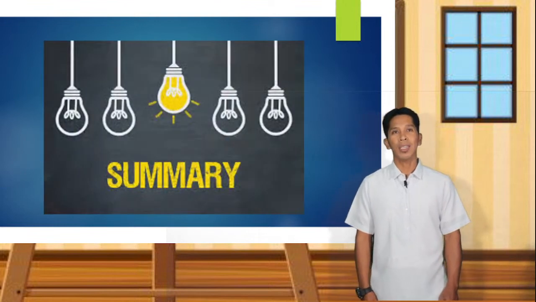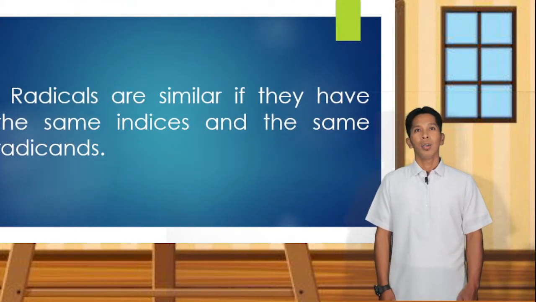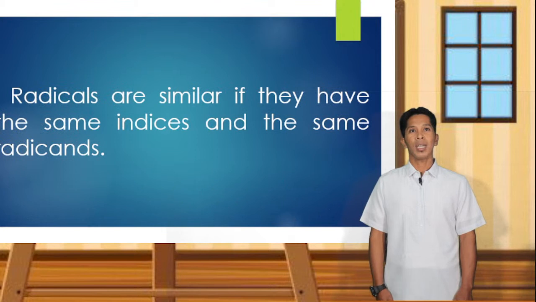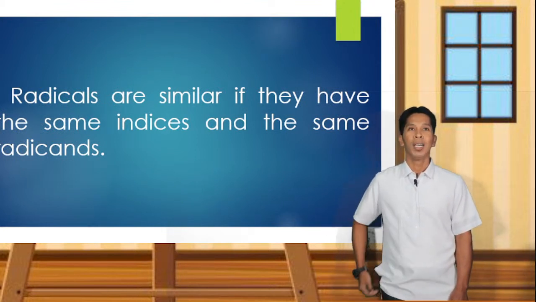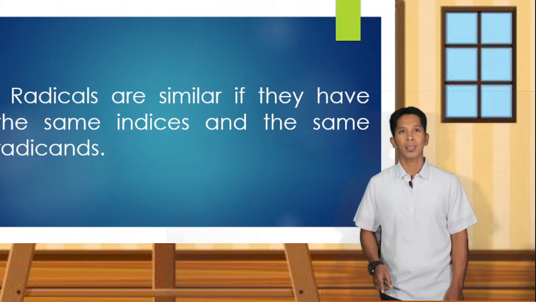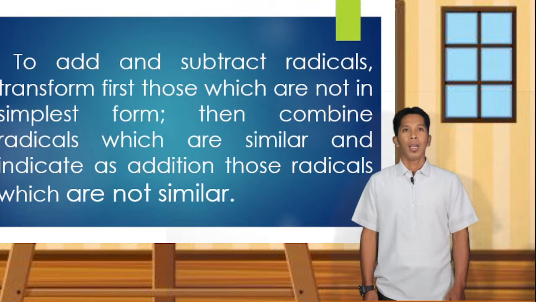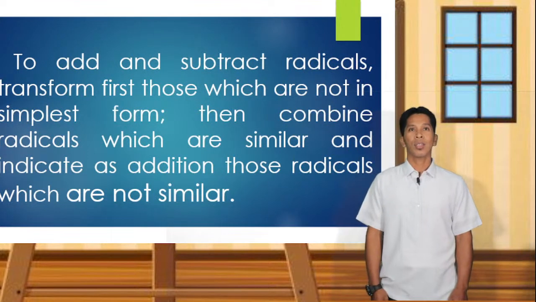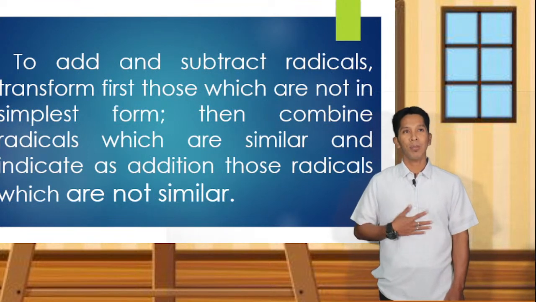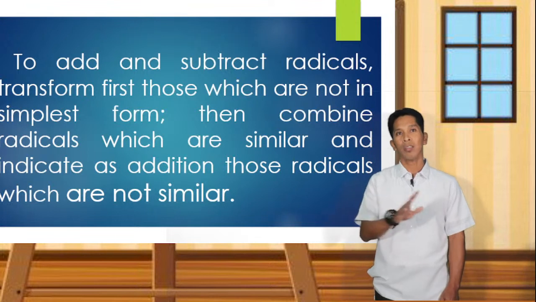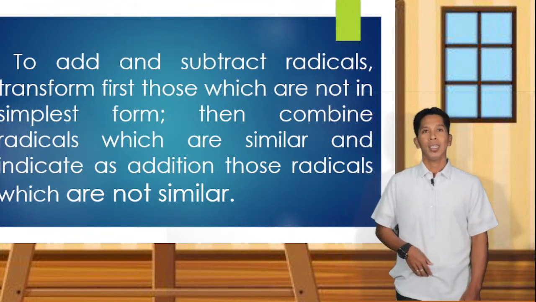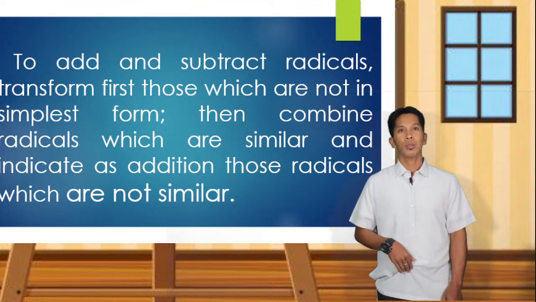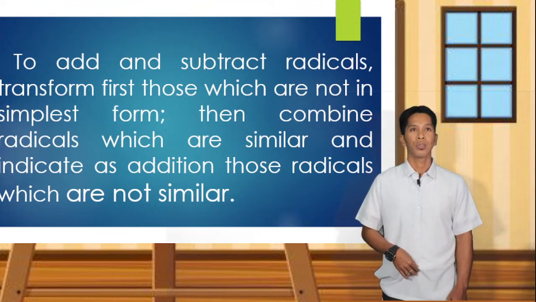So for the summary of our lesson, radicals are similar if they have the same indices and the same radicands. So remember, they must have the same indices and the same radicands. To add and subtract radicals, transform first since we are not in simplest form. So we need to simplify all the radical expressions. Then combine the radicals which are similar and indicate as addition those radicals which are not similar.